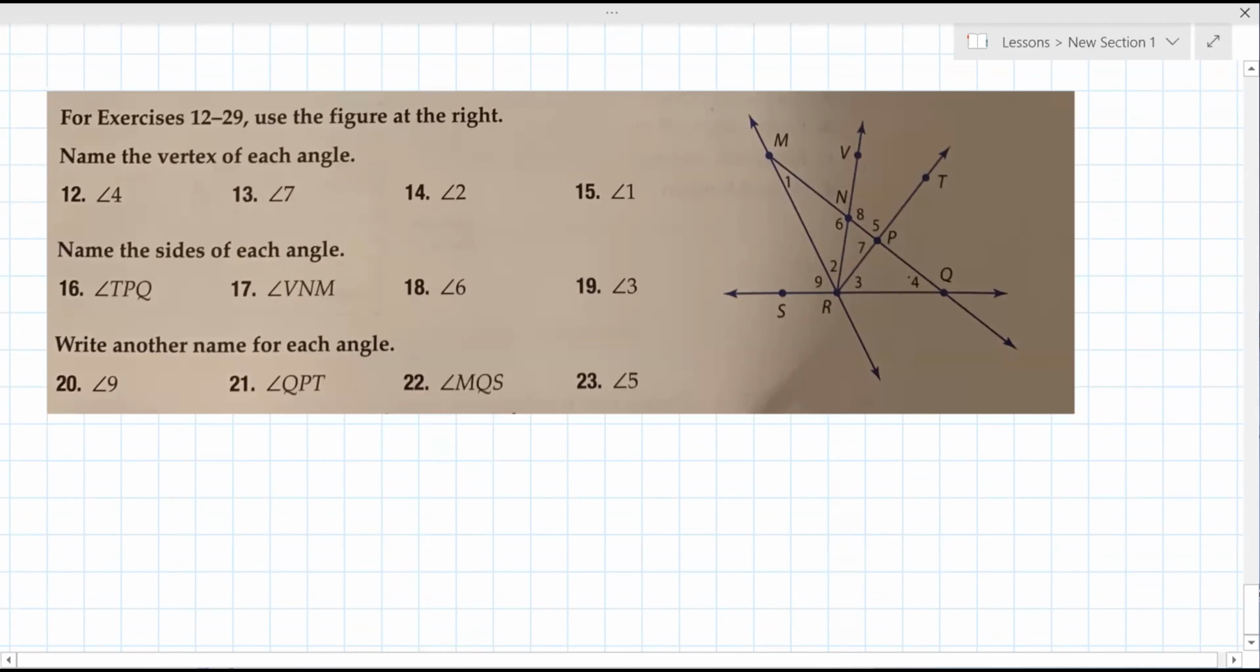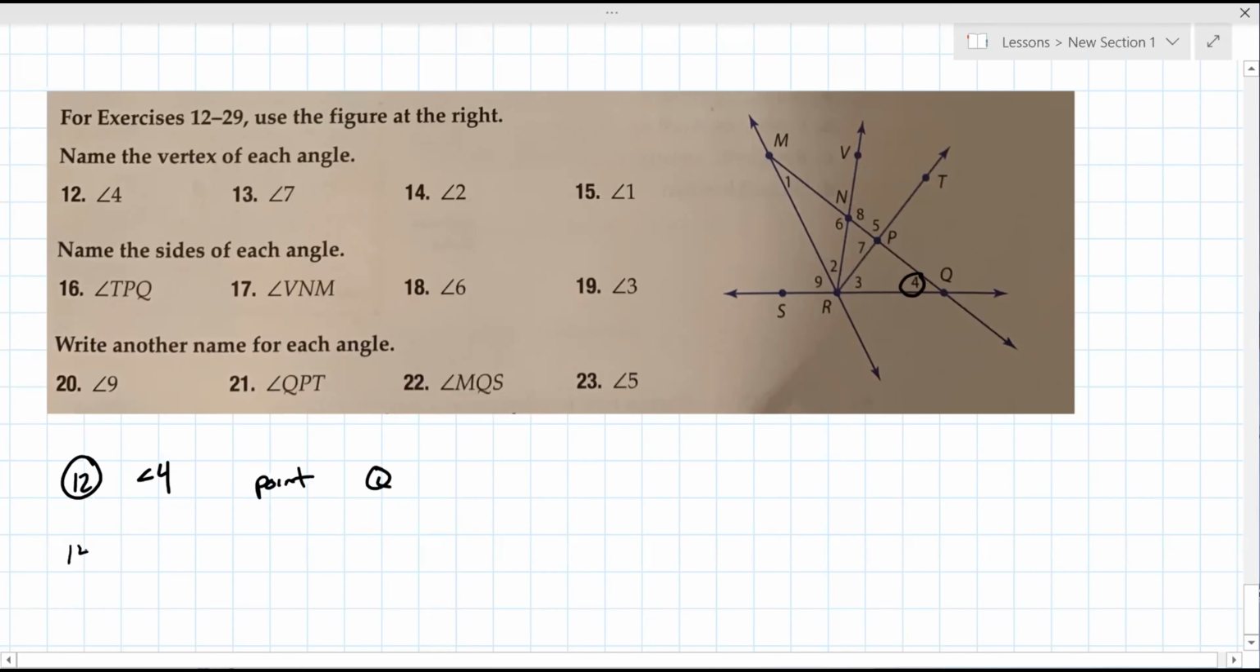Okay, it says name the vertex of each angle for number 12. So angle 4 is right there. I just circled it, angle 4. And you can see that it's on the inside. So the vertex is where the two sides come together. So it's point Q is the vertex.